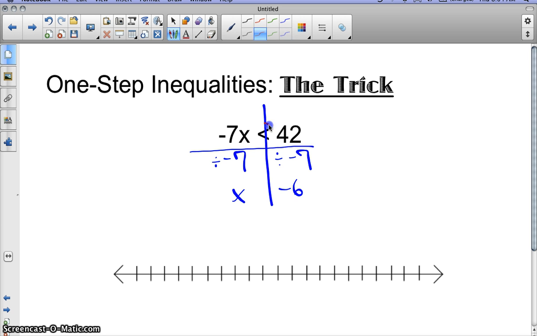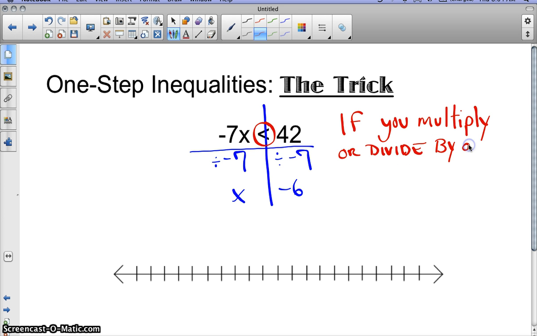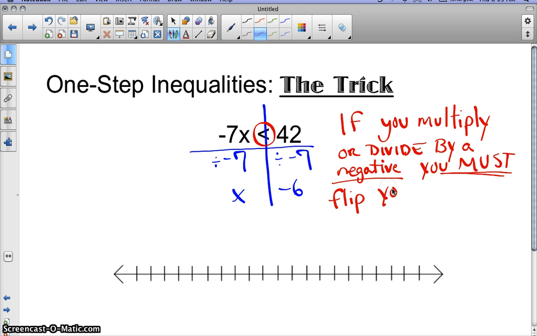Here's the thing. Here's the rule, so you want to copy this down. If you multiply or divide by a negative number, you must flip your sign.